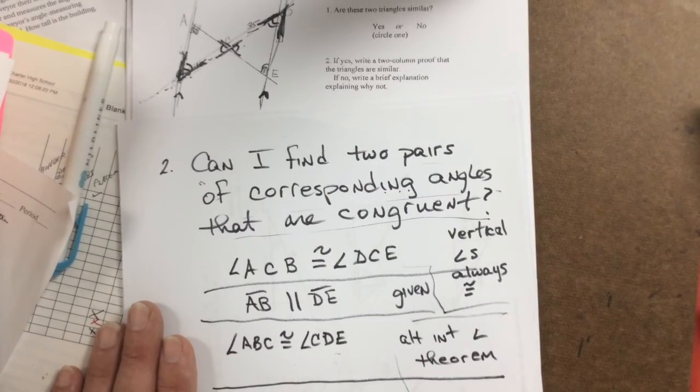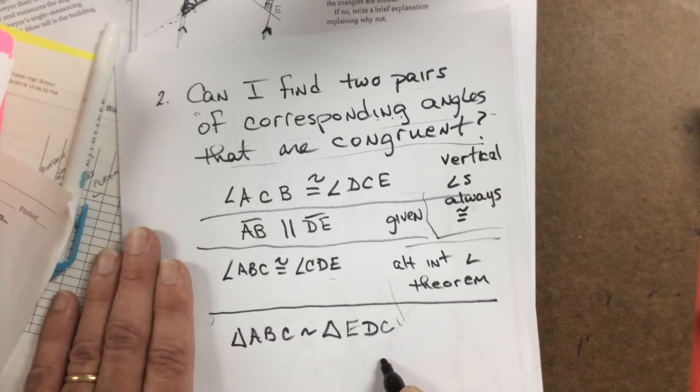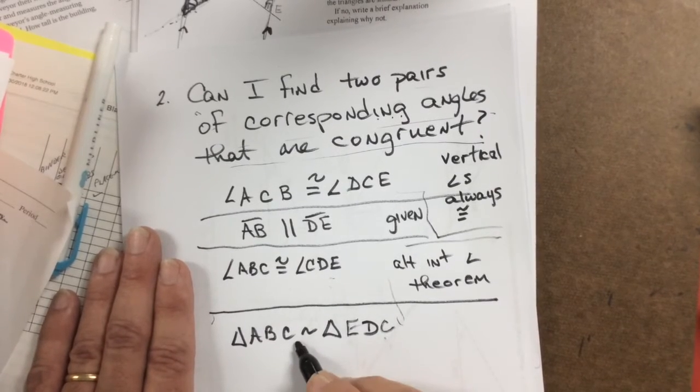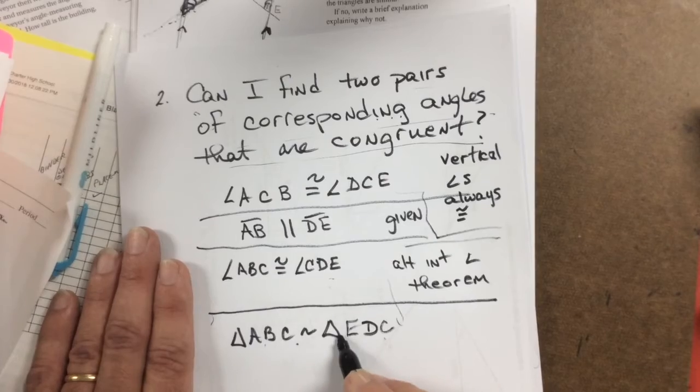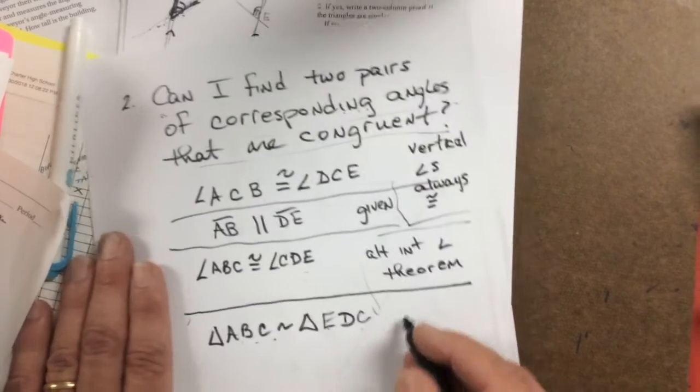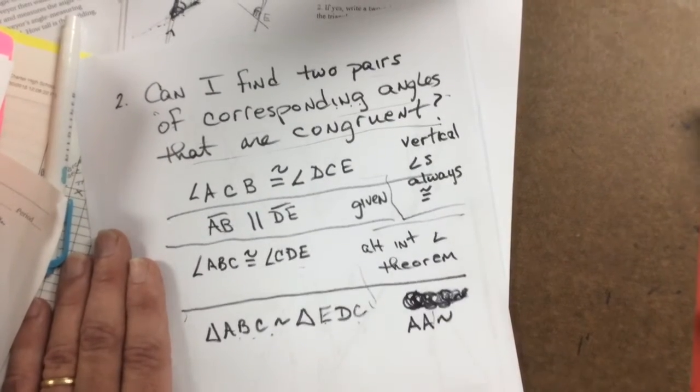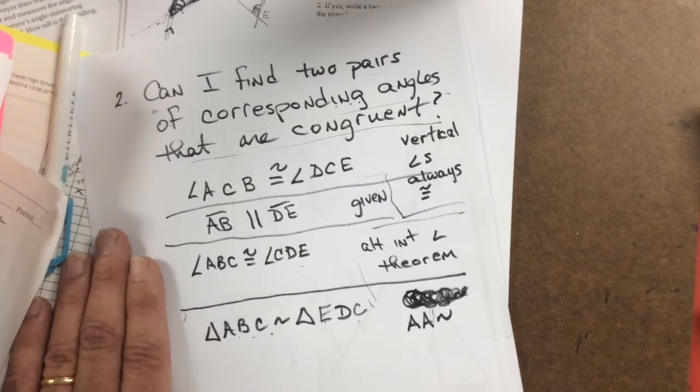Did I do that? Yeah. That's where I want to be. C and C are in the same place. A and E are in the same place. B and D are in the same place. And that's when you put angle-angle similarity. Okay? Yeah.